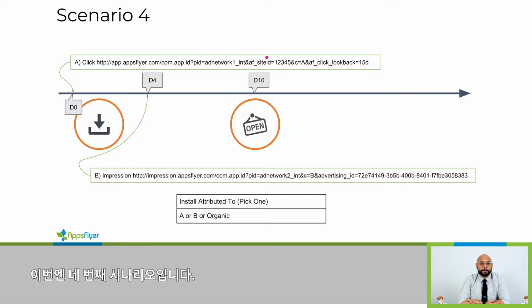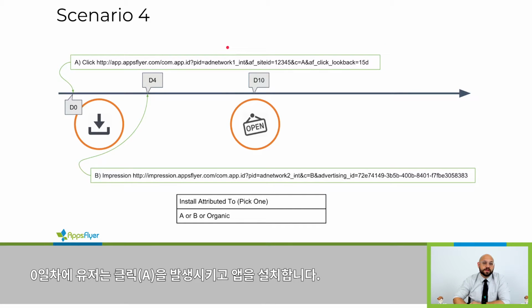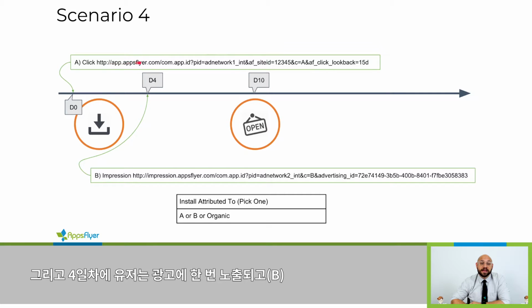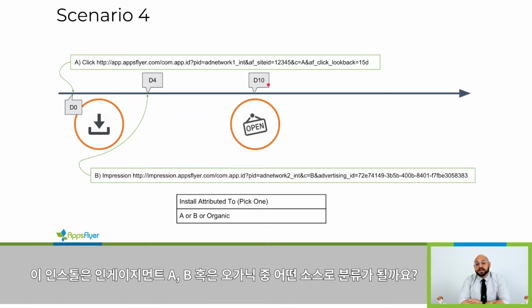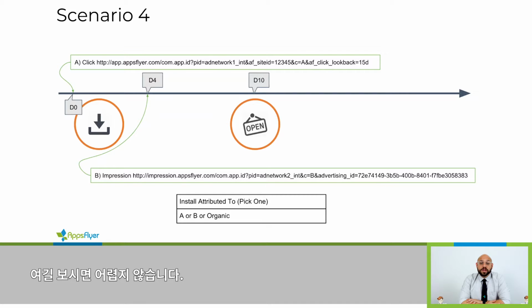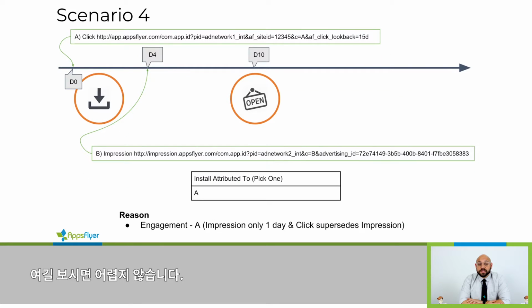Scenario 4. On day 0, the user clicks and downloads. On day 4, they're served an impression. And on day 10, they finally open. Would this be attributed to A, B, or organic? Looking at it, it's pretty easy to tell that this should be attributed to engagement A.